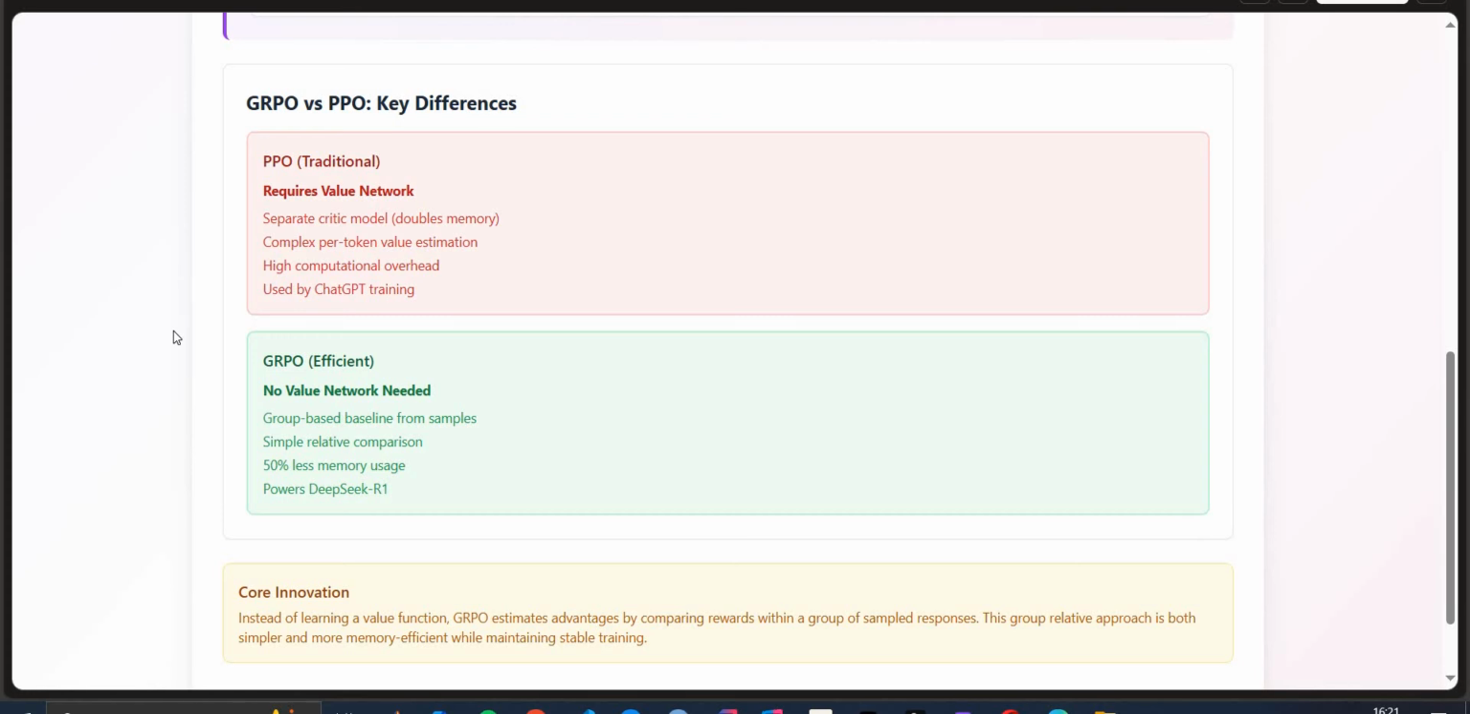Because it doesn't train a critic, GRPO uses roughly half the memory and converges faster. And if you look at the highlighted section here, labeled Core Innovation, that's exactly the essence of this method. Instead of explicitly learning a value function, GRPO estimates advantage by comparing rewards within a group. That's why it's both simpler and more memory efficient while still maintaining training stability.